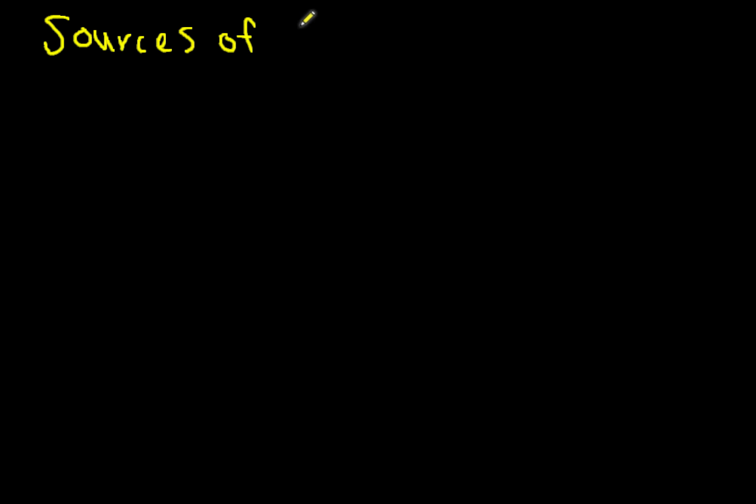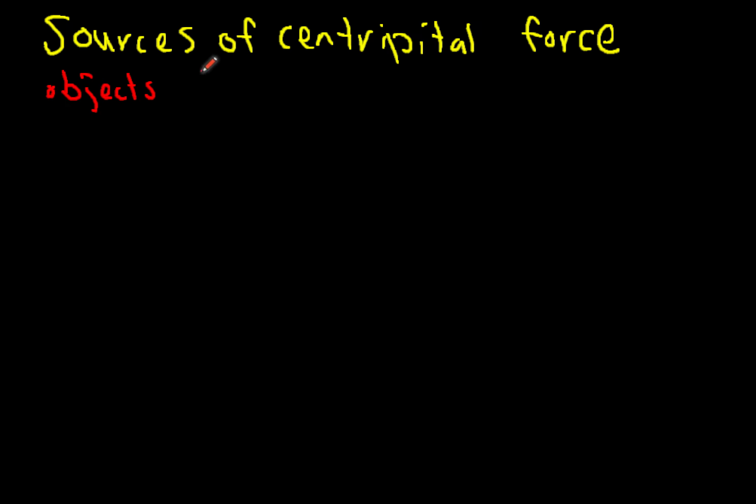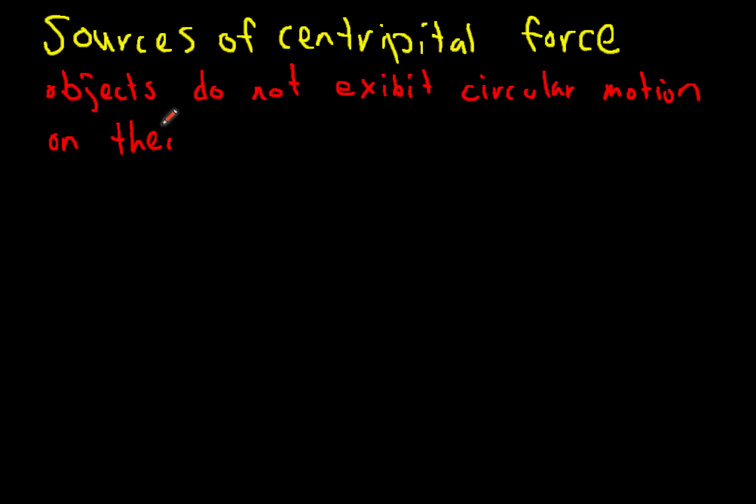Sources of centripetal force. Objects do not exhibit circular motion on their own. Left to its own devices, an object will never travel in a circle. Newton's first law tells us that objects in motion should stay in motion, continuing in the same direction at the same speed. But if there's a force, objects can change direction or change speed.